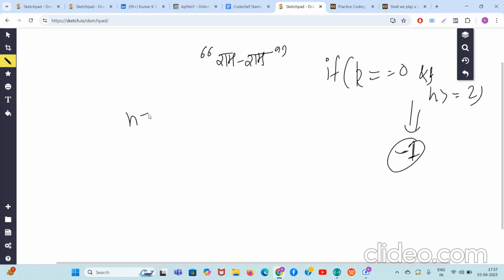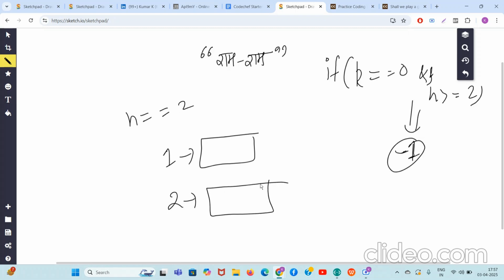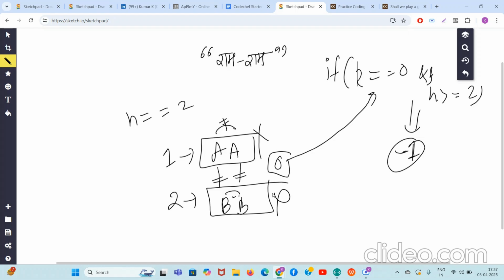Guys, can you create a string of length two, the first string also of length two and the second string also of length two, such that none of the characters match? You might think, sir, here I will put AA, here I will put BB. Sir, none of the characters is matching. The longest common subsequence is 0 in both of them. But one more condition needs to be satisfied. Adjacent characters should also not match. So AABB is wrong. A is matching with A, B is matching with B.